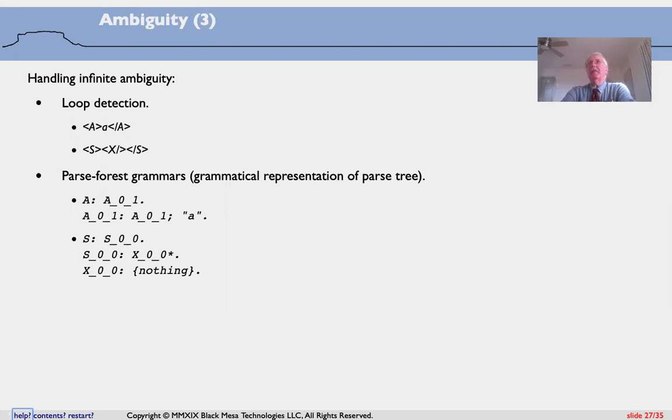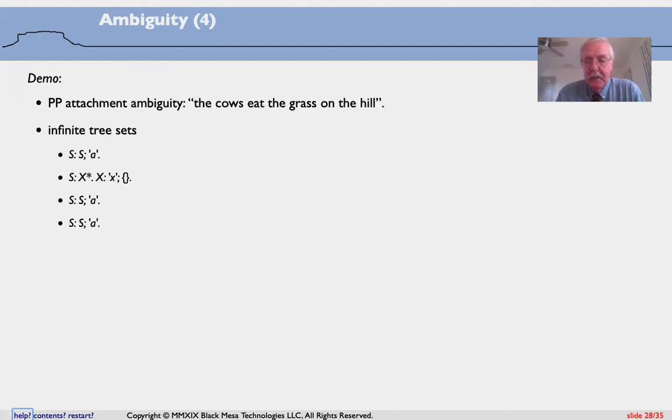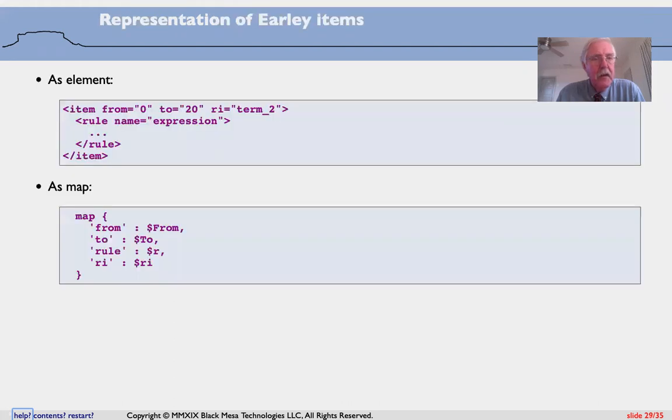Loop detection is one way to deal with ambiguity. If you're going to deal frequently with grammars that allow infinitely many parse trees for some sentences, it may be simpler to return a parse forest grammar, which is a grammatical representation of the set of possible parse trees. I won't go into detail about this. If you're interested, there's a very, very good discussion of parse forest grammars in Dick Grune and Ceriel Jacobs' book, Parsing Techniques. I've just shown you those demos, so we don't need to look at them now.